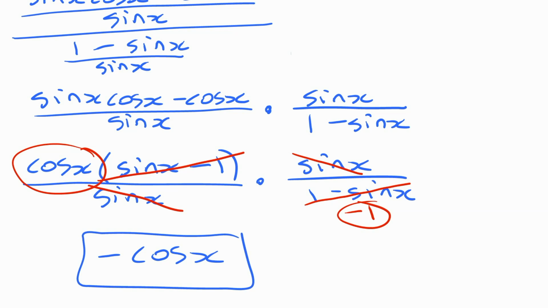Now, those are some long examples, but I hope it gives you an idea of how you can use the reciprocal and quotient identities along with some algebra skills to simplify trig expressions.